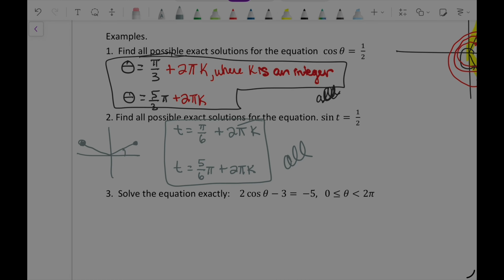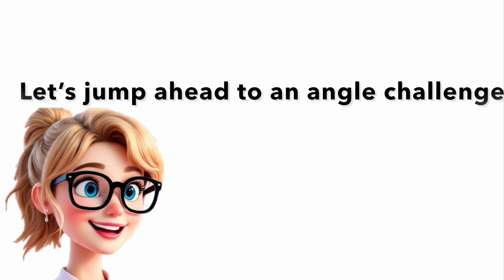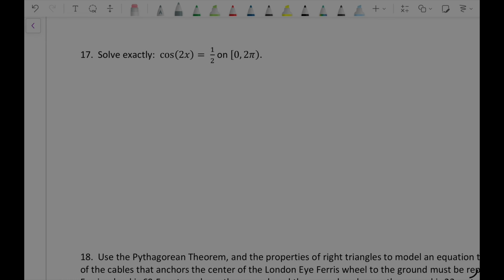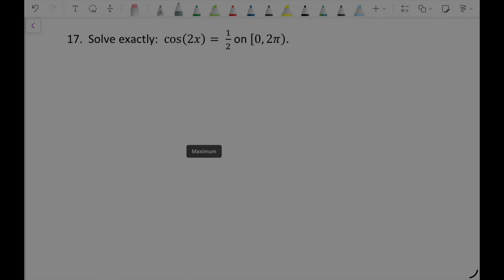Okay, and now you've got the basic gist of it. So we are going to make the equations a little bit more intense, more algebraic, more stuff going on. Okay, we're going to look at number 17 here. Example number 17, and there are a couple of different approaches we could take with solving this trigonometric equation.